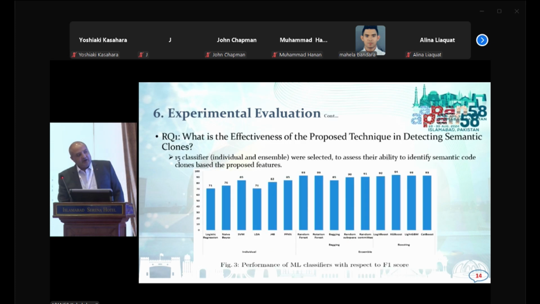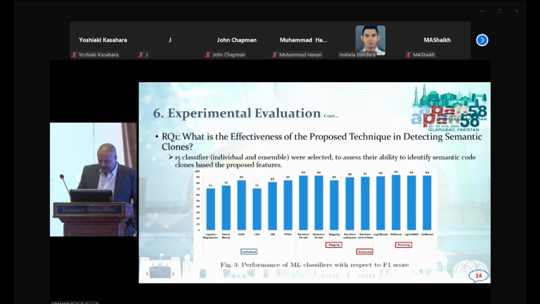To evaluate our proposed approach, we evaluate 3 research questions. The first one is the performance of our approach. As we can see in this figure, we randomly selected 15 classifiers and trained them based on the proposed feature. As we can see here, the ensemble technique outperformed the individual techniques, and also the XGBoost technique has the ability to detect more semantic clones.